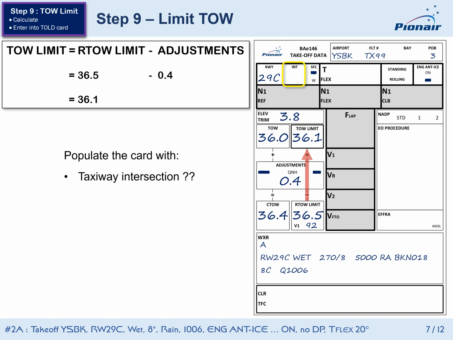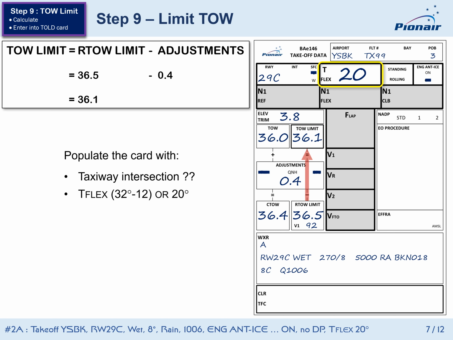Continuing through the card, if there was some doubt about the intersection previously, perhaps we weren't using full length from choice, then we would finally populate the runway intersection now. In this case, we were always going to use as much runway as we could get our hands on, so it remains blank.